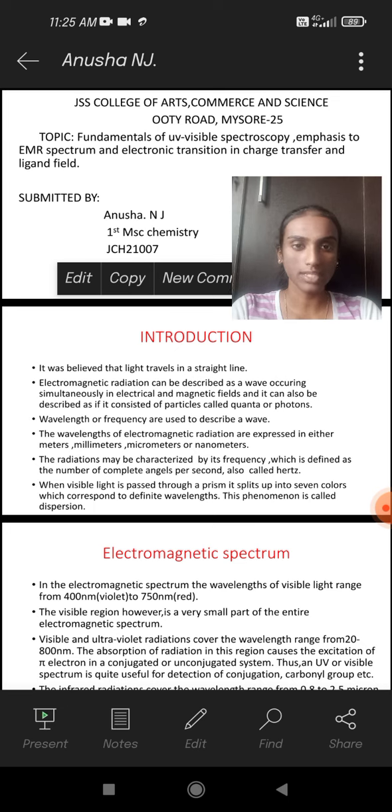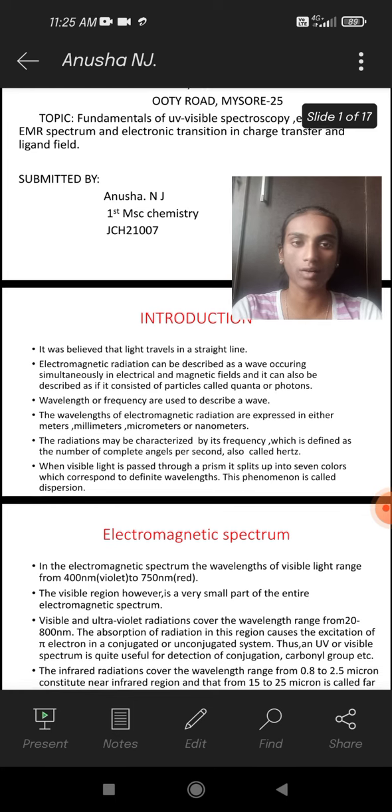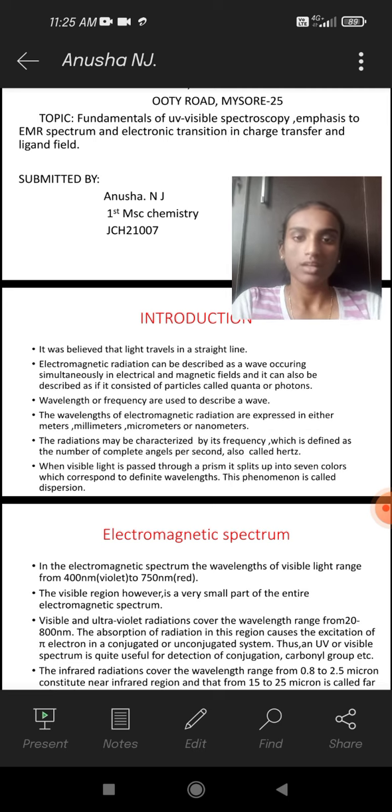It was believed that light travels in a straight line. Electromagnetic radiation can be described as a wave occurring simultaneously in electrical and magnetic fields, and it can also be described as if it consisted of particles, that is called quanta or photons. Wavelength or frequency are used to describe a wave. The wavelength of electromagnetic radiation is expressed in either meters, millimeters, micrometers or nanometers.